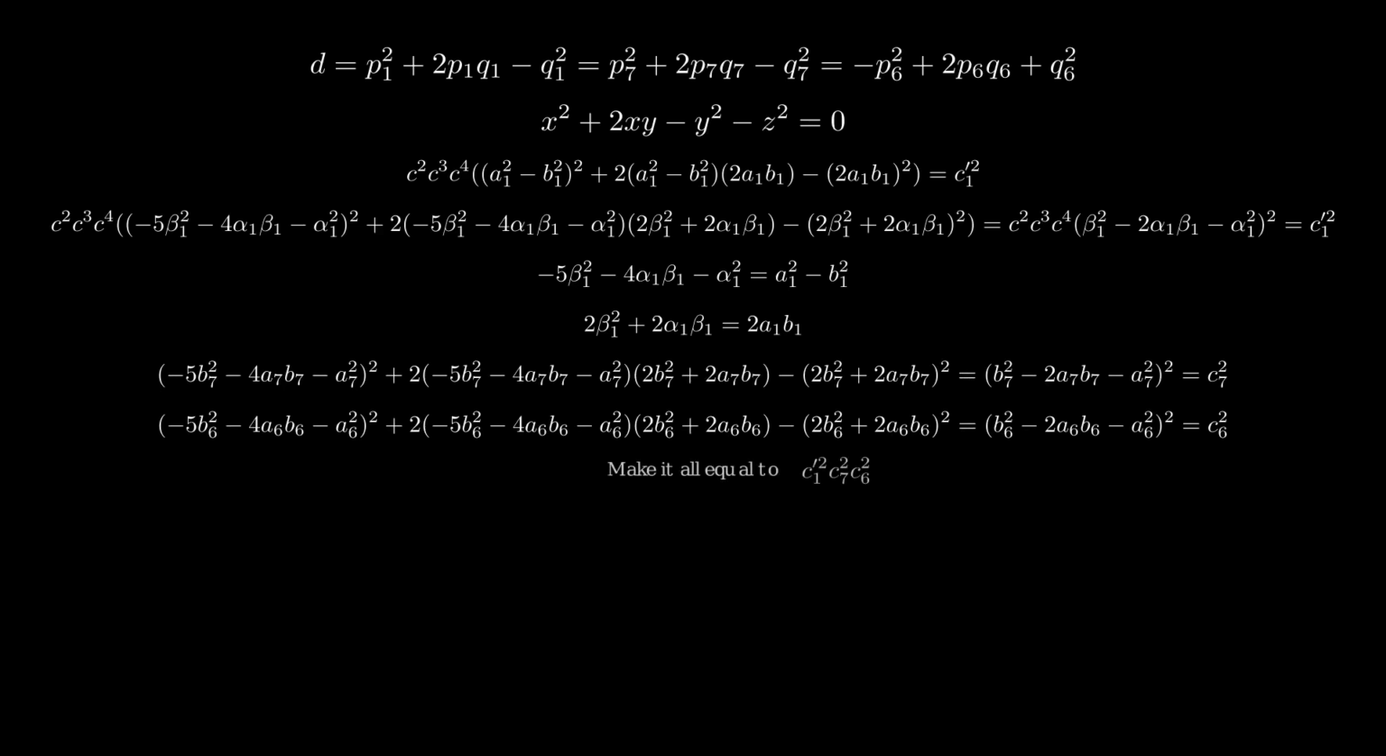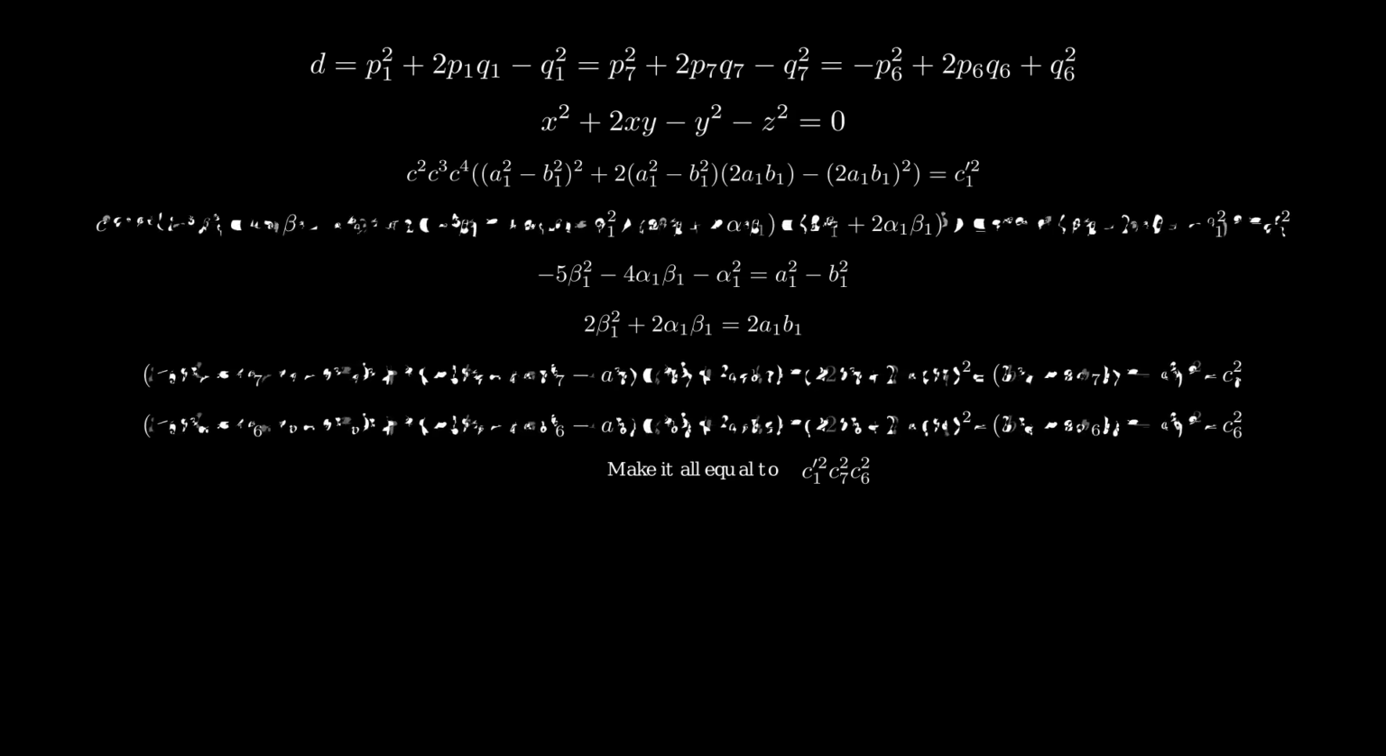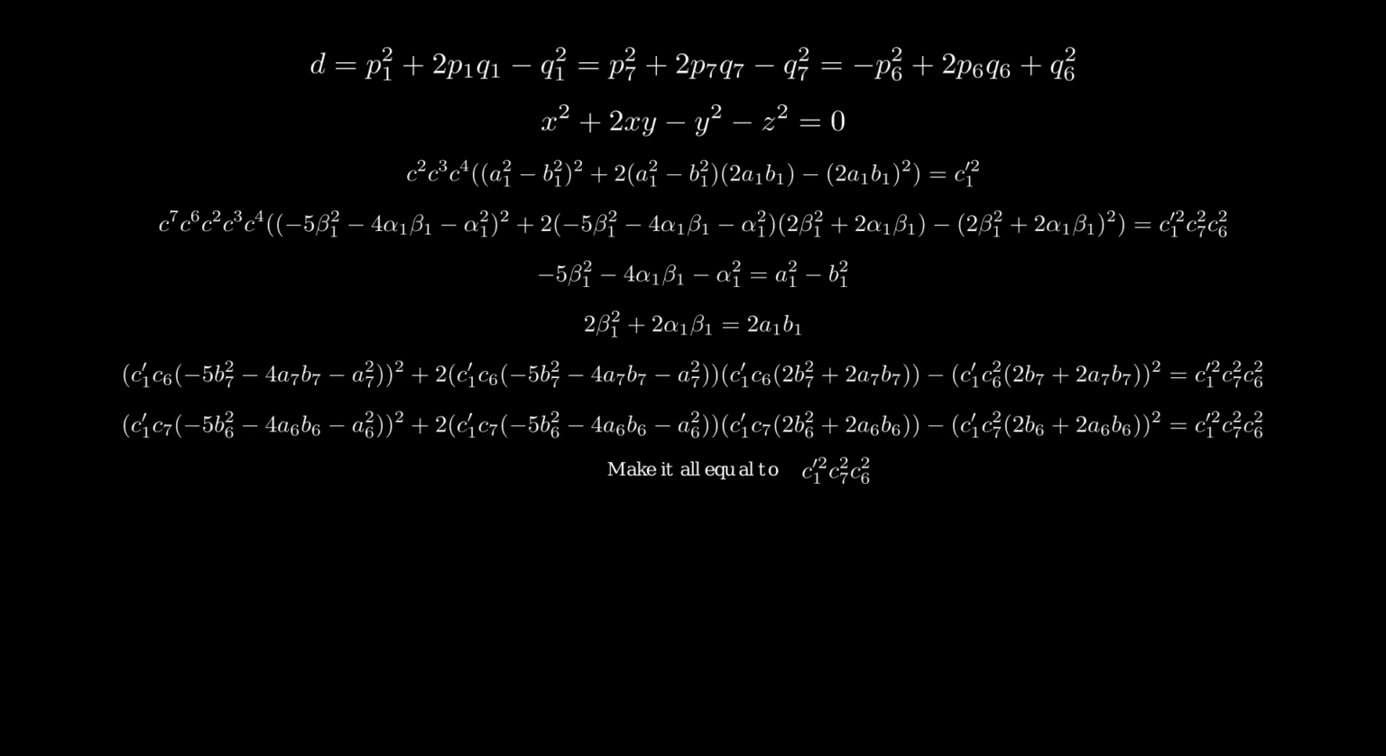Time to do the same trick where we make everything equal to C'1, C7, C6 squared. C'1 is for this P1, Q1 equation because we already assigned the value of C1 to the previous P1 and Q1 equation. Again, sorry for the confusion, there's just way too many terms to deal with already. This is what the final form looks like, and there is one more problem with this.